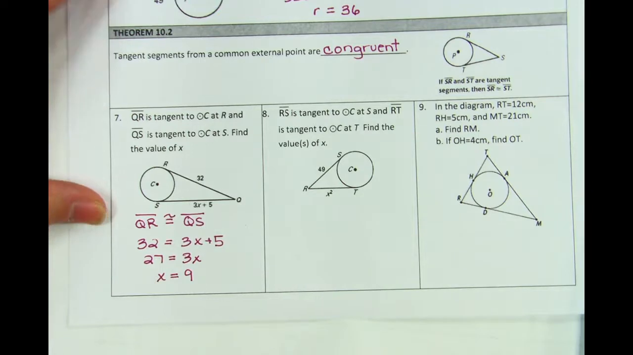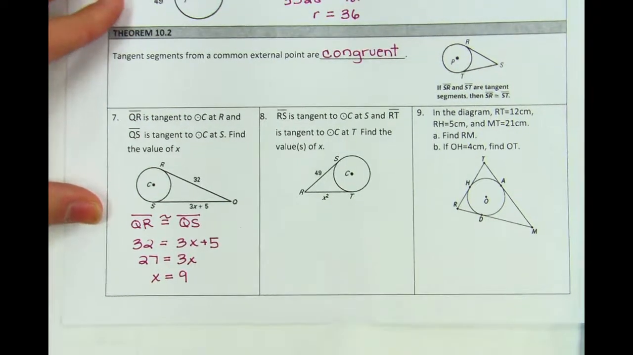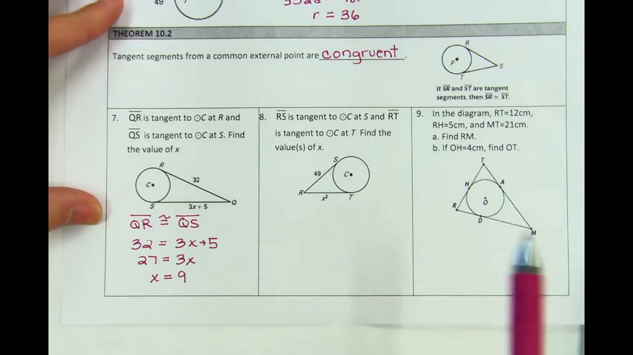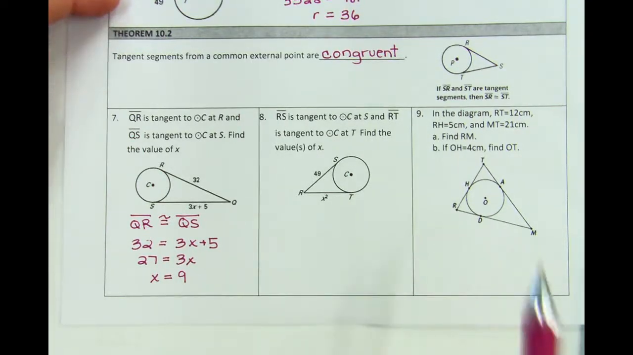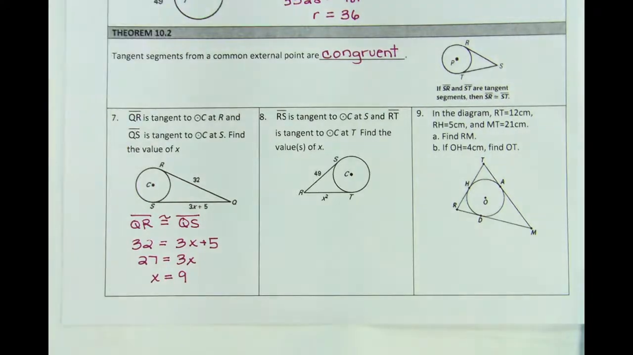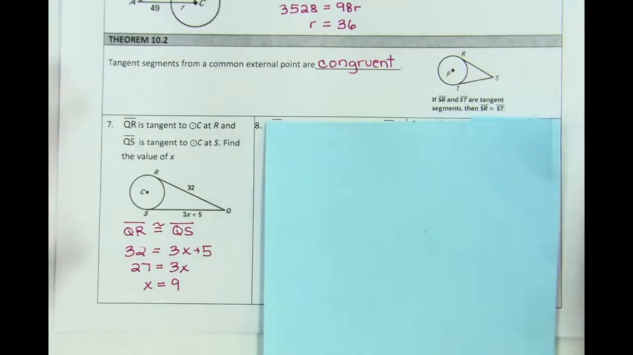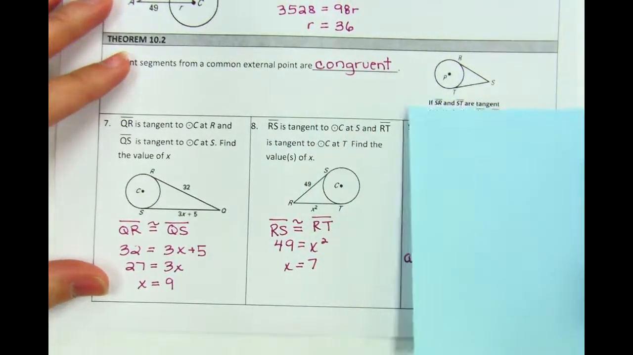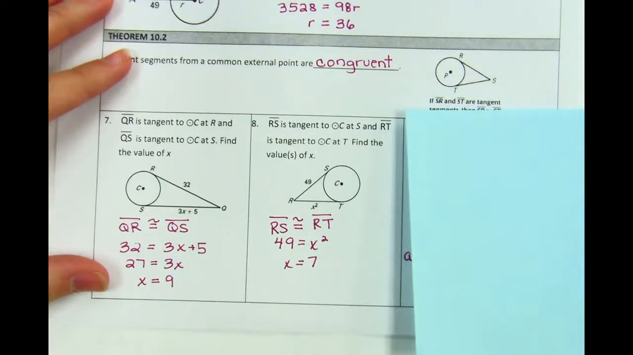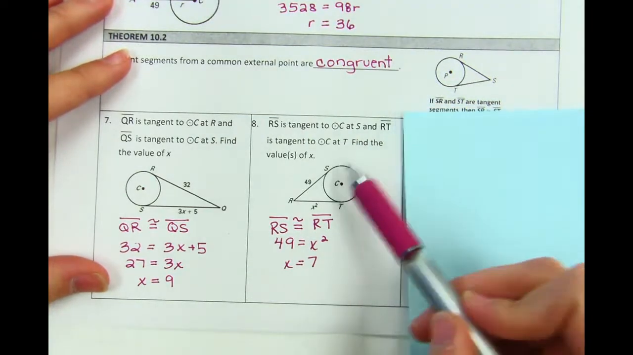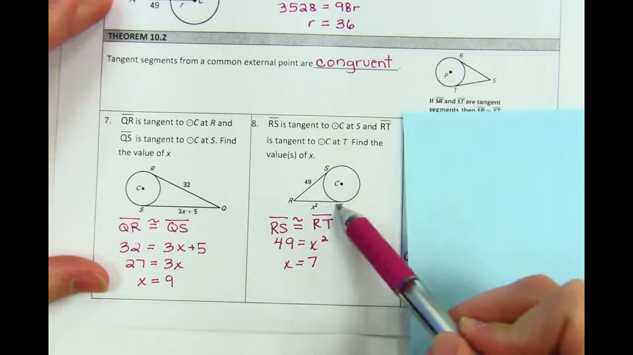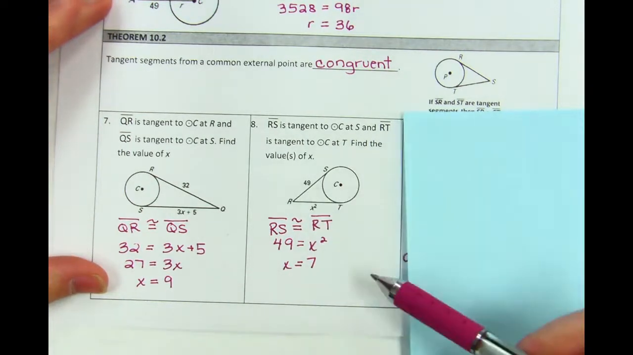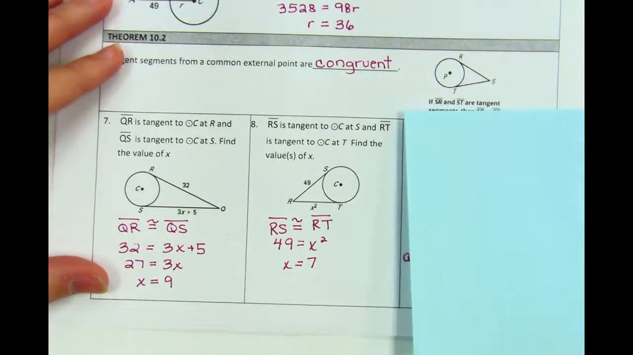Okay, so I'd like you to pause the video, try number 8 and number 9. Number 8's pretty easy. Number 9 might be a little bit tricky, but try it anyway. Okay, so let's talk about these two. So, for number 8, x is 7, because these are two tangent segments, common external point, 49 equals x squared, x equals 7.